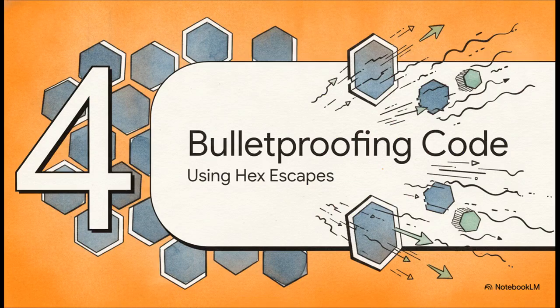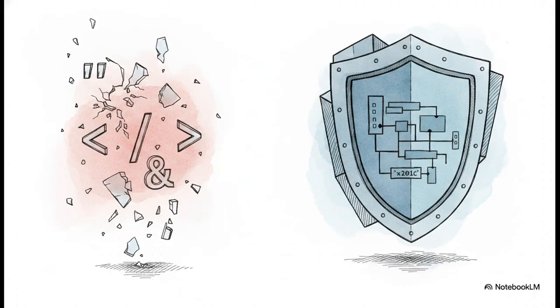Which brings us to Chapter 4, Bulletproofing with Hex Escapes. We really need to defend our code against these unpredictable environmental failures. So by replacing the actual literal characters with their hex escape codes, like \x201c for the standard quote, you completely bypass the risk of incorrect editor encodings. These are just standard ASCII representations of Unicode points, meaning they will absolutely survive any text editor, any Git transfer, and any pipeline completely intact.